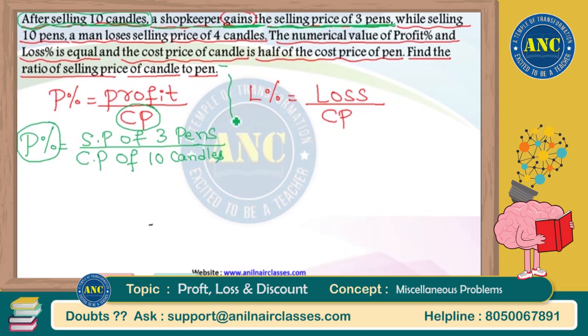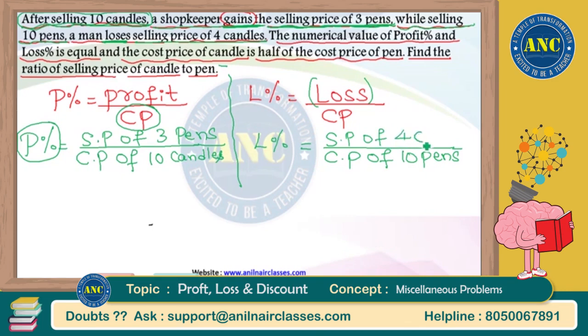Now read the second statement. Your second statement says, while selling 10 pens, that means I want to sell 10 pens for you. If I want to sell 10 pens, first I should purchase 10 pens. That means CP in this case, in the denominator, becomes the CP of 10 pens. A man loses. That is the reason I am writing on the right side of the screen the loss percentage notation. A man loses the selling price of 4 candles. Loss is nothing but the selling price of 4 candles, right?